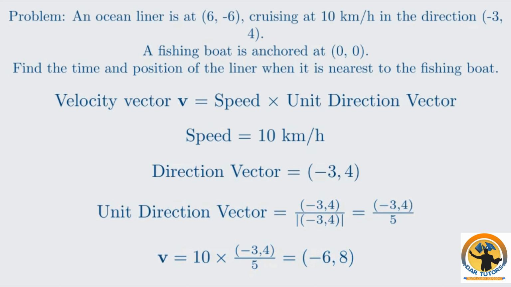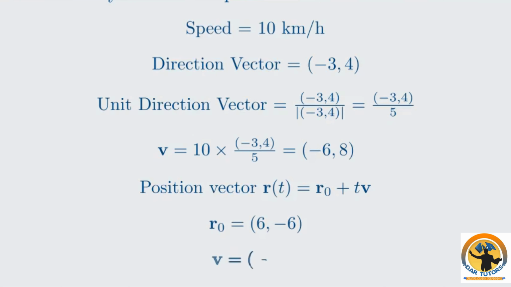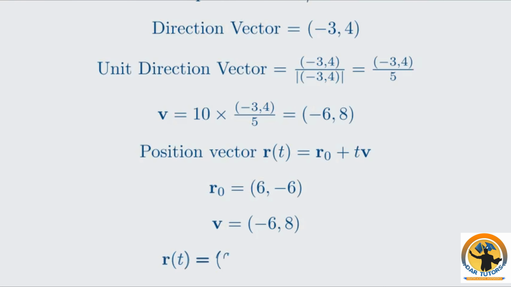Now we can write the position vector of the liner at time t. Using the formula r(t) = r0 + tv, we get r(t) = (6, -6) + t(-6, 8). The fishing boat is at the origin, p = (0, 0). We need to find the time t when the liner is closest to the boat.